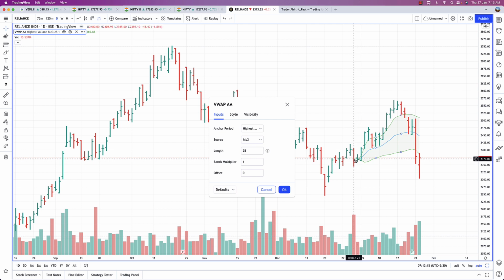starting from this point. It has another good feature, which is the band multiplier, which is 1 standard deviation in this shaded zone. It gives a nice level based on standard deviation on the up and down.